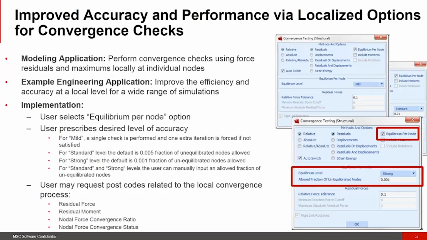We also have standard and strong levels. And these basically just change the fraction of unequilibrated nodes allowed. So it'll continue in this case until 99.5% of the nodes are in equilibrium. In this case, you're only allowed 0.1% to be not in equilibrium. Now this can change. You can also manually change this. You can theoretically put 1, in which case the functionality really is very similar to the mild, or you can put 0, in which case it's going to continue until all local nodes are in equilibrium.